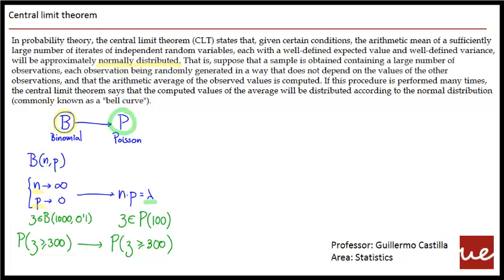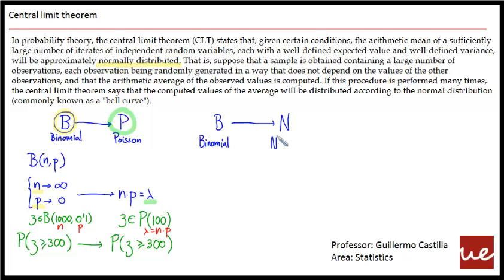Why? Because we could calculate the lambda of the Poisson as n times p. 1000 times 0.1 equals 100. We get n times p equals lambda. That would explain at first how we calculate the Poisson variable through the binomial variable. But this is the very beginning of the central limit theorem.